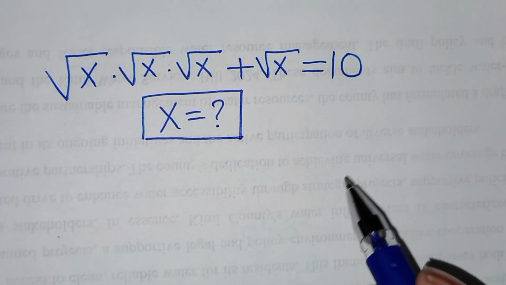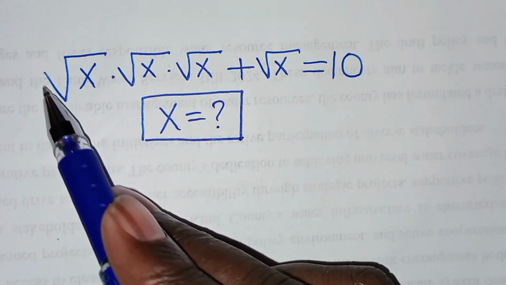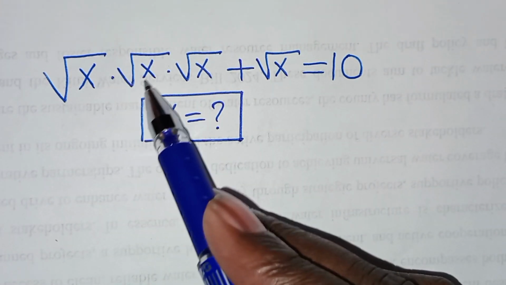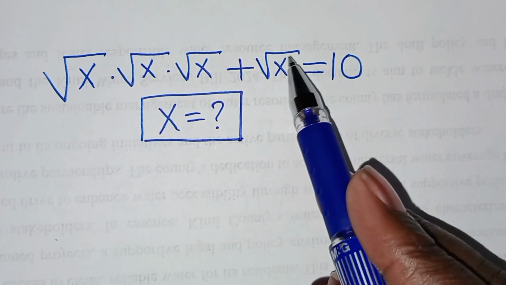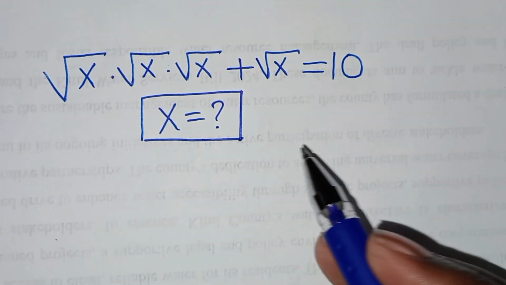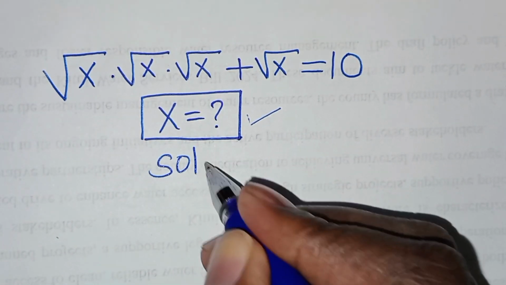You're welcome to solve for the value of x given this nice algebra problem, which is the square root of x multiplying by square root of x times square root of x plus square root of x. This is equal to 10. So what is the value of x? Solution from here.